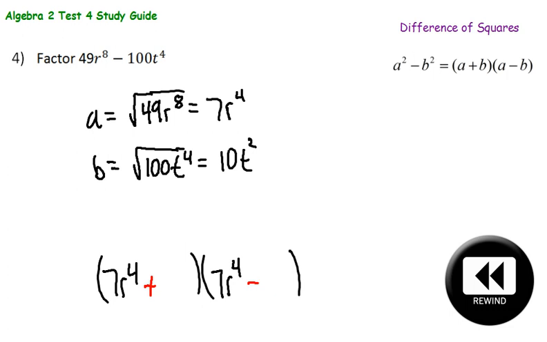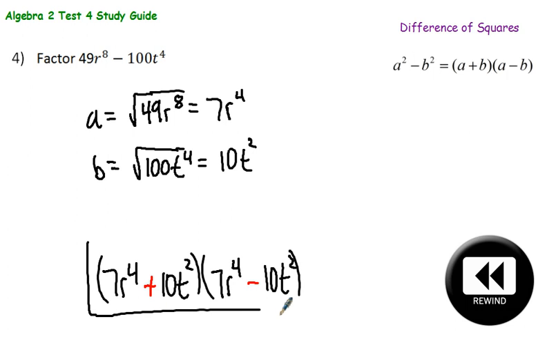By the way, order does not matter. It doesn't matter if you did minus then the plus, or plus then minus. It's all the same thing. 10t squared, 10t squared. So if we wanted to know what 49r to the 8th minus 100t to the 4th looked like before it got FOILed, or before it got boxed out, before it got multiplied, well, that's what it looked like. All right, go ahead, same routine.